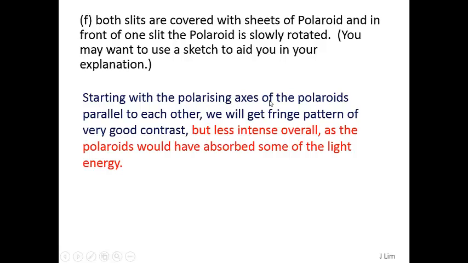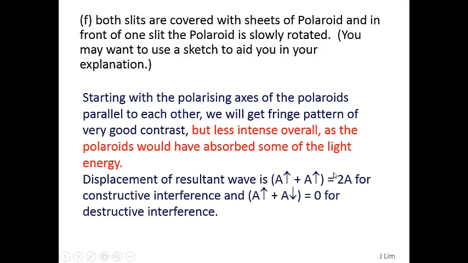Both slits are covered with sheets of Polaroid, and in front of one slit the Polaroid is slowly rotated. Starting with the polarizing axes of the Polaroids parallel to each other, we'll get a fringe pattern of very good contrast, but less intense overall, as the Polaroids would have absorbed some of the light energy.